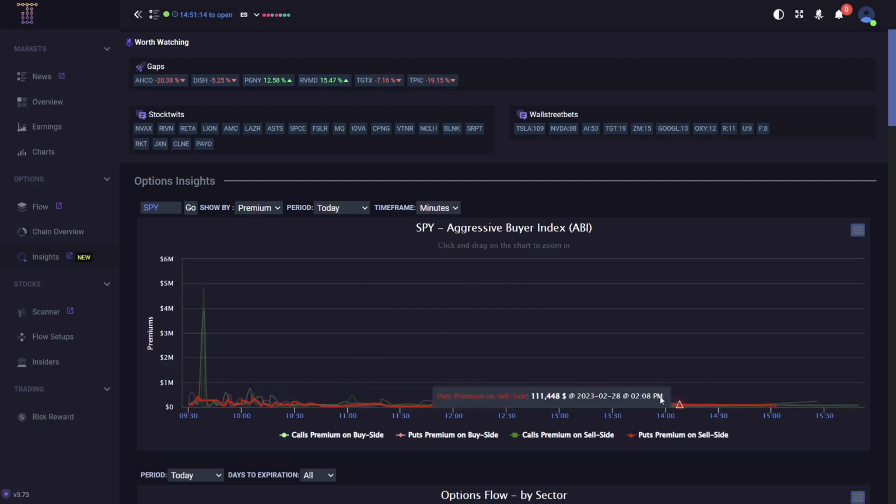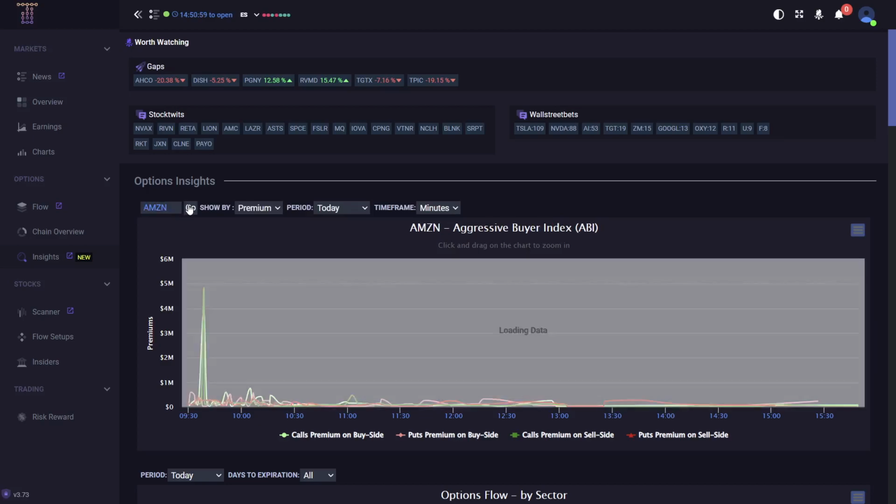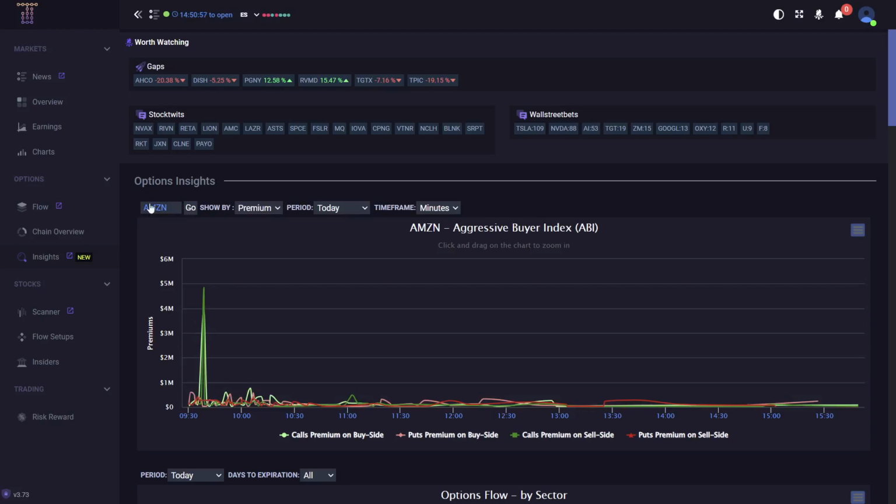And it'll show you four different things: the call premium to the buy side, the put premium to the buy side, the call premium to the sell side, and the put premium to the sell side. So the cool thing that I want to do here is look at different ones. I'm going to go to Amazon, for example. I'm going to day trade Amazon, right? So I'm going to click AMZN on the ticker there, and I'm going to click go.